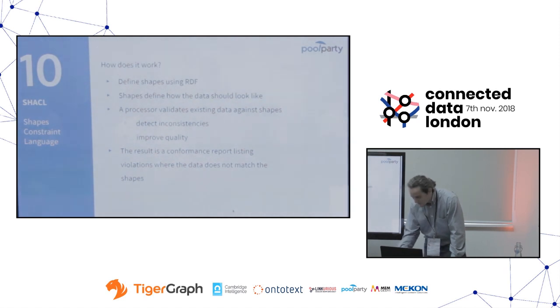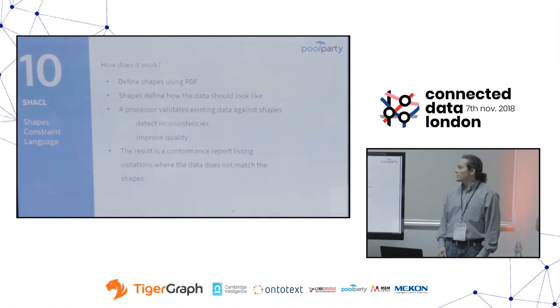So how does it work? Basically you define shapes using RDF itself. The shapes define how the data should look. And the SHACL processor, a piece of software, validates an existing data set against these shapes. We can use it to detect inconsistencies and also improve the quality.